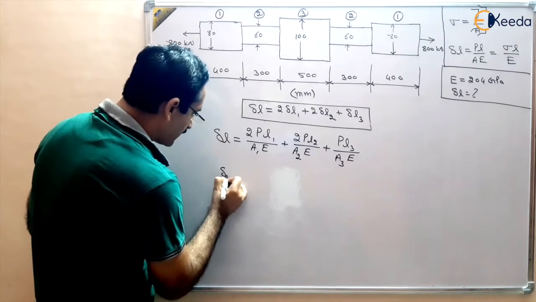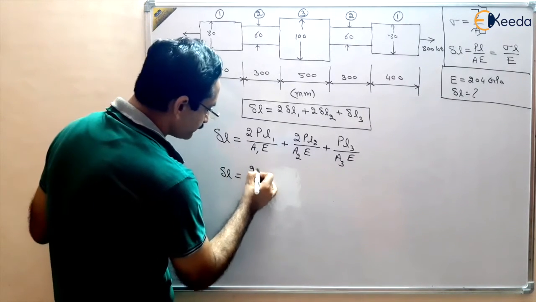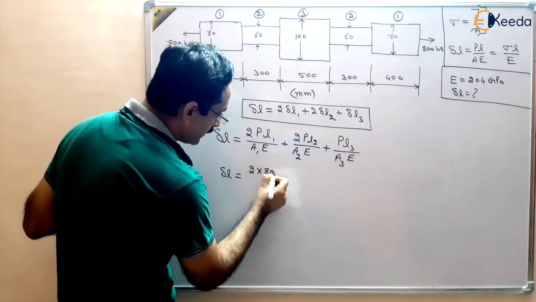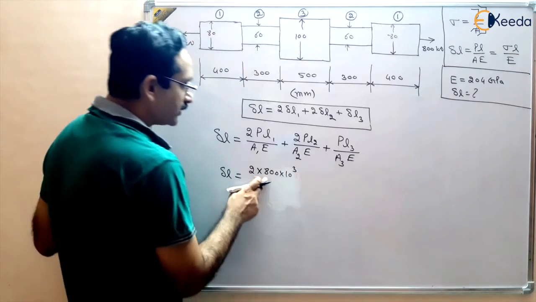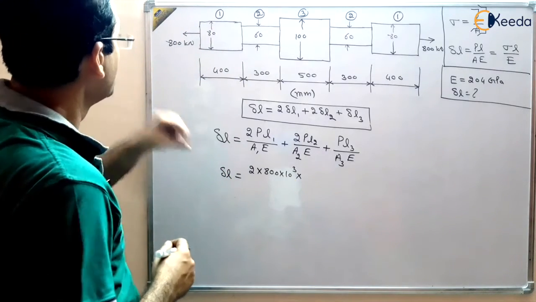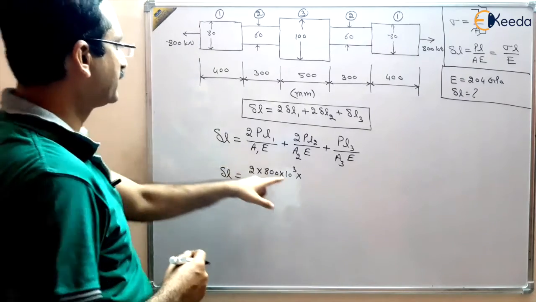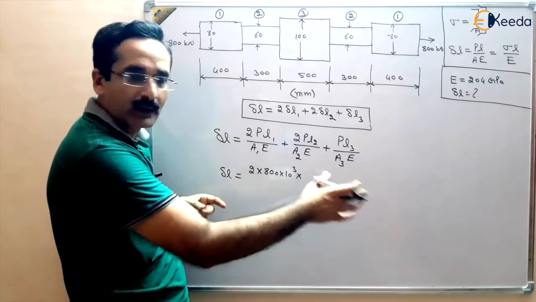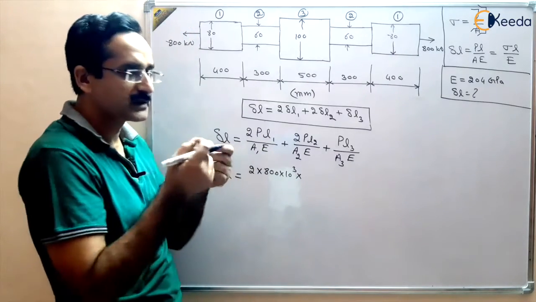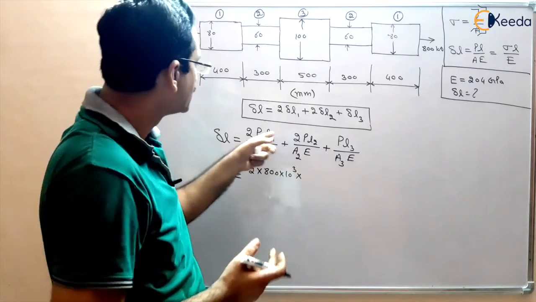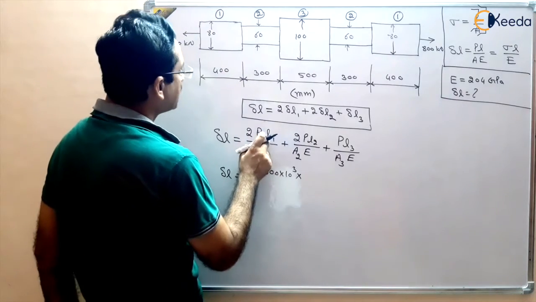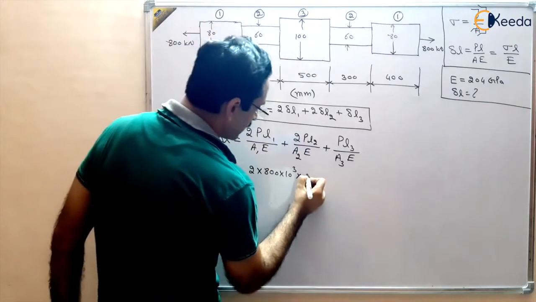So total delta L can be obtained as 2 times P. P is 800 kilonewton, so we can write 800 multiplied by 10 to the power 3, so it becomes Newton, multiplied by L, which is 400. If we write 400 in mm, we will get the answer in mm, and if we write in meter, then we will get the answer in meter. Because the change in length is very small, we can use mm so that the final answer comes in millimeter. So 400 directly we are writing here.